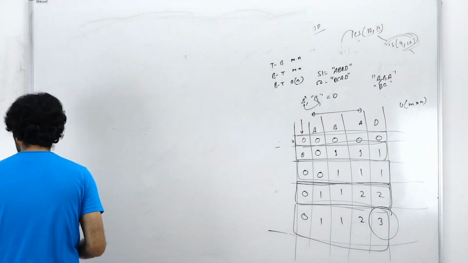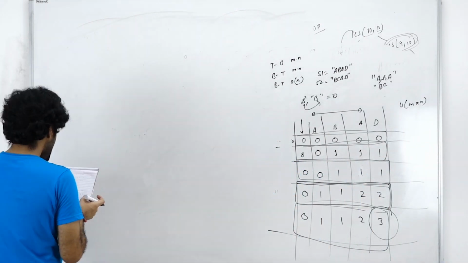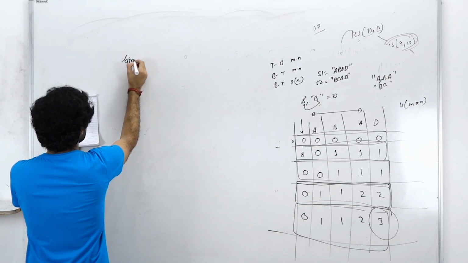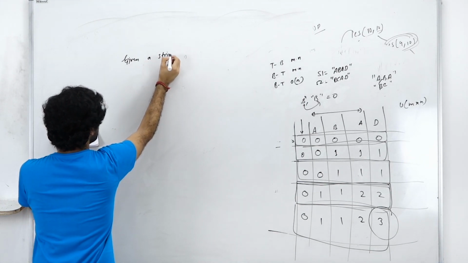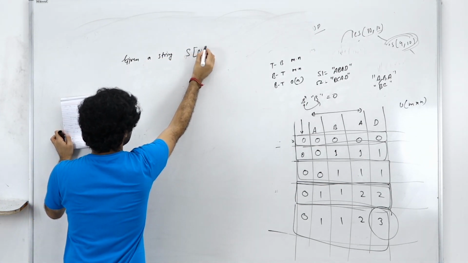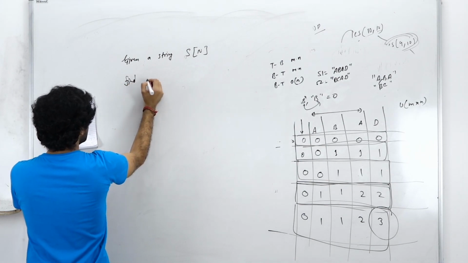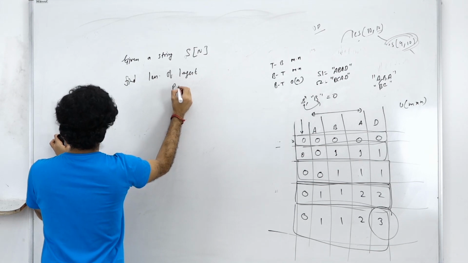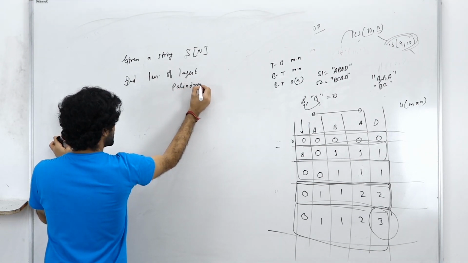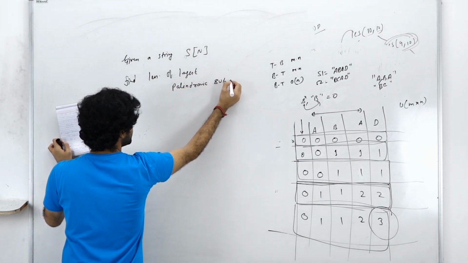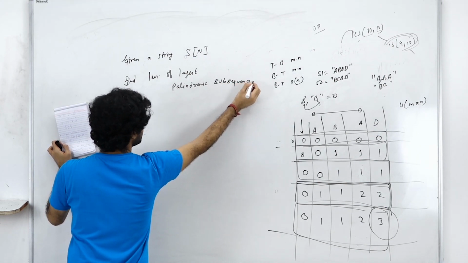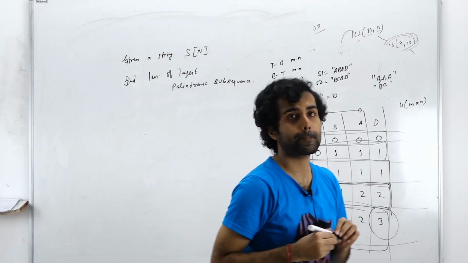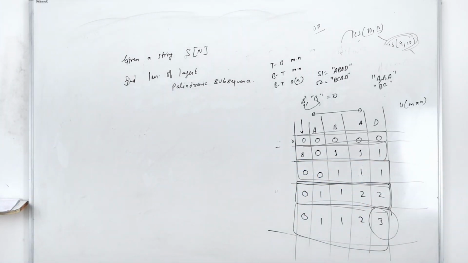Okay. Let's move on. Now let's say the question is that I have been given a string S of size n. I want to find the length of the longest palindromic subsequence. Length of longest palindromic subsequence. How many of you understand the problem?